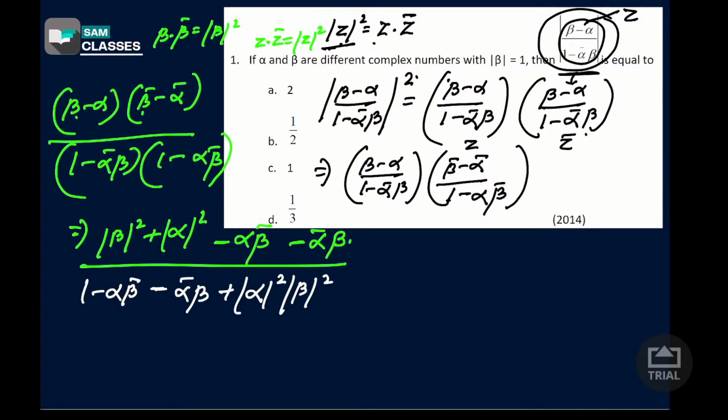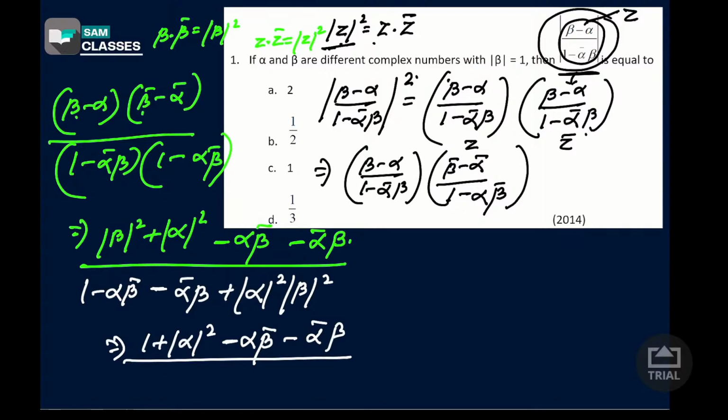Clear? Now what have they already given? That mod beta square is 1. Okay. So what will mod beta square be? 1. So can I write 1 plus mod alpha square minus alpha beta bar minus alpha bar beta by 1. This again becomes 1 plus mod alpha square minus alpha beta bar minus alpha bar beta.